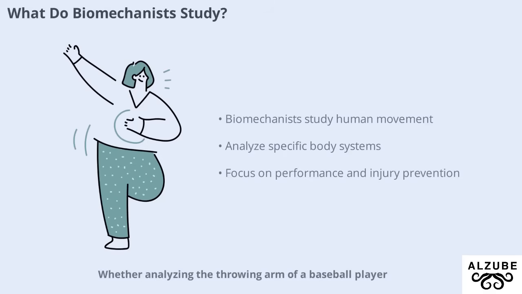They're analyzing the throwing arm of a baseball player, the trunk during a heavy lift, or the entire body during a vertical jump. Biomechanists break down complex movements into understandable parts. By focusing on specific mechanical systems, like a leg powering a bicycle or the trunk influencing air resistance, they can pinpoint what makes movement efficient or risky. This foundational understanding sets the stage for deeper analysis in biomechanics, helping us appreciate the science behind every move we make.